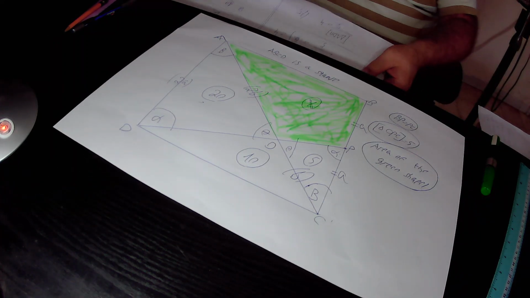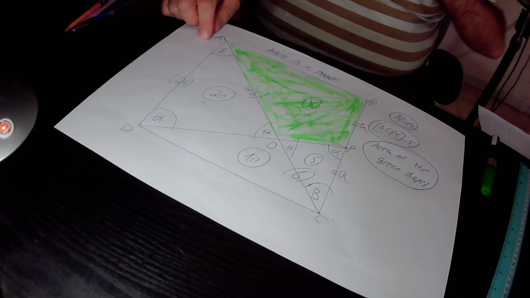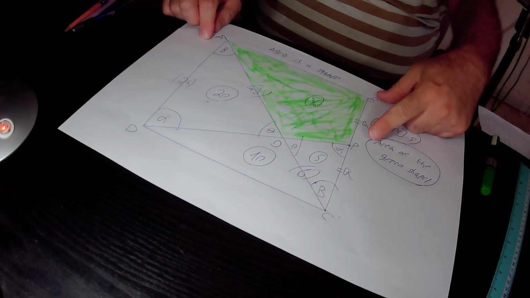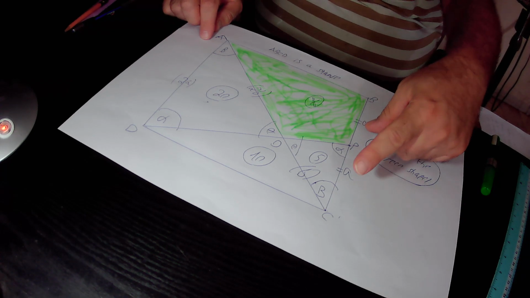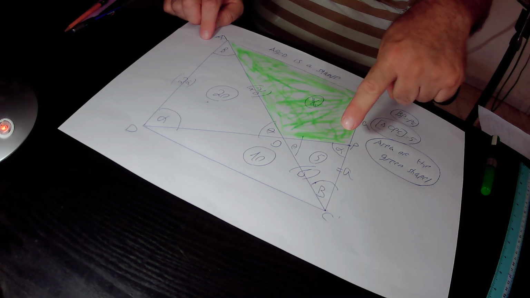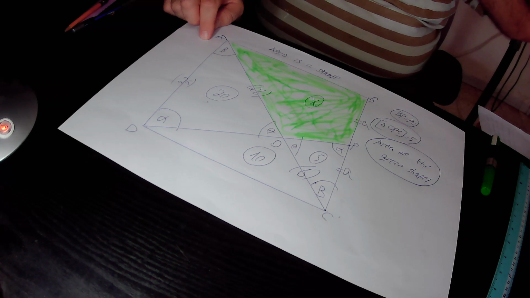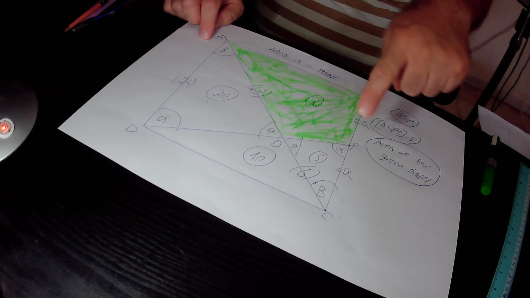So in the drawing, we have square ABCD. We know that line segment BP equals line segment PC. In addition, we know that this is a triangle POC, and the area of this triangle POC is equal to 5 square units. Again, our mission is to find out the area of this green shape.